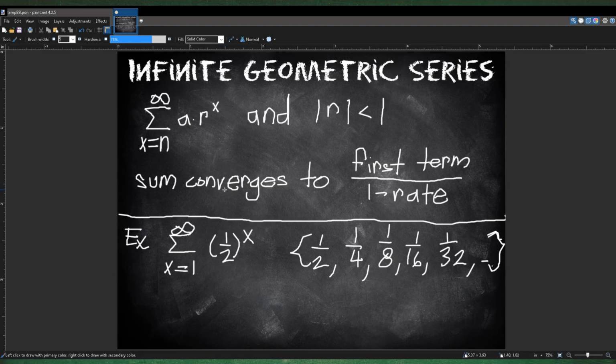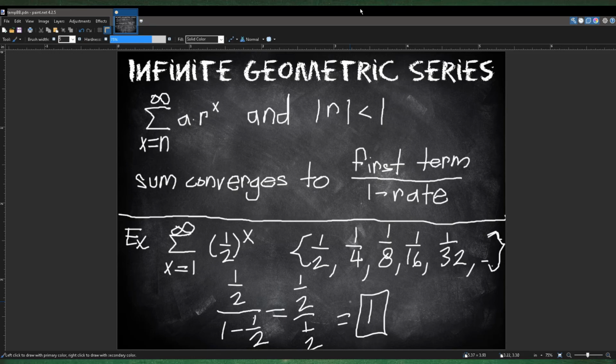that means the sum converges to the first term divided by 1 minus the ratio. So what's the first term? Well, it's just 1/2. All you have to do is take whatever the expression is, raised to whatever you began with. Because it began with 1, you just raise it to the power 1. So you have 1/2, over 1 minus the ratio. The ratio is 1/2. So we will have 1/2 over 1 minus 1/2, which is 1/2. So 1/2 divided by 1/2 is 1.